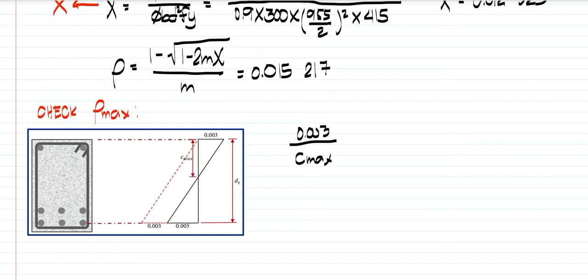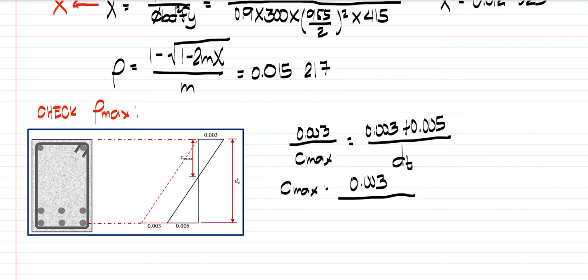So, that will correspond to 0.003 equal to 0.003 plus 0.005 divided by dt. And as you can see, we can rearrange this equation para makuha natin si C max. So, that will be C max is equal to a value that is 0.003 divided by 0.003 plus 0.005 d sub t. And simplifying this equation, we could get 3/8 of dt. So, ito na ngayon yung value ng C max natin.